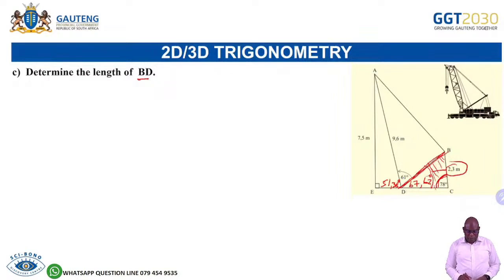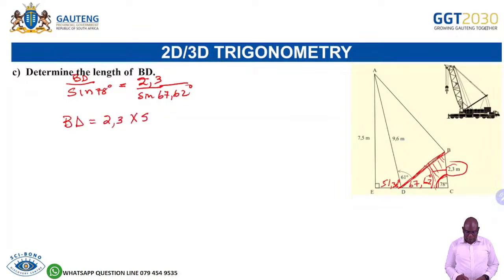Because I need BD, I'm going to say BD over the sine of 78 degrees equals 2.3 over the sine of 67,62. Now I can make BD the subject of the formula, which gives me 2,3 multiplied by the sine of 78 degrees, all divided by the sine of 67.62 degrees.